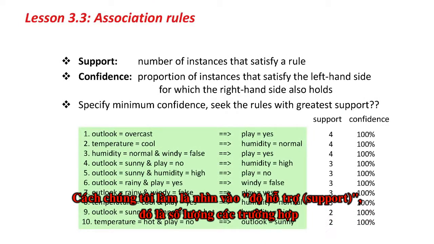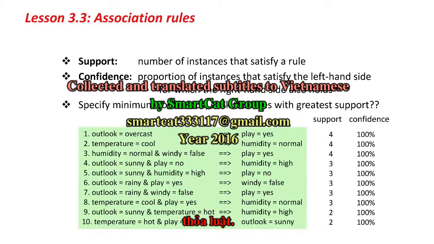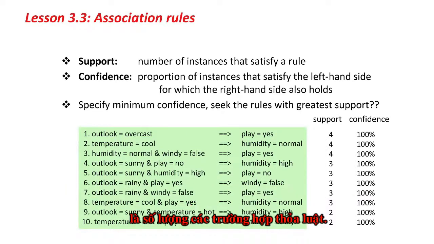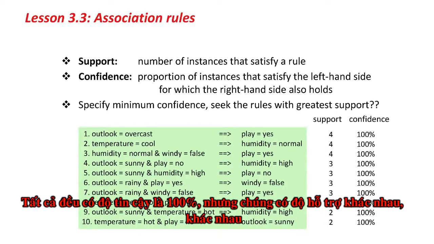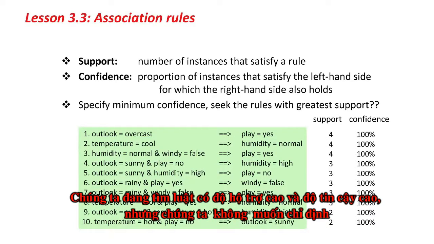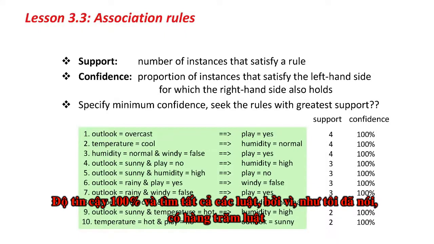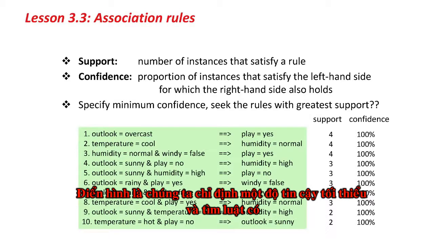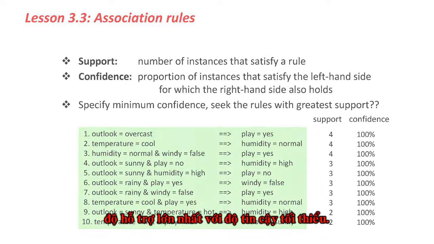The way we're going to do this is to look at the support, the number of instances that satisfy a rule. So the confidence is the proportion of instances for which the conclusion holds, and the support is the number of instances that satisfy a rule. Here I've got the same rules, and they all have 100% confidence, but they've got different degrees of support, different numbers of instances. We're looking for high support, high confidence rules, but we don't really want to specify 100% confidence and look for all of those rules, because, like I said, there are hundreds of them, and a lot of them have very low support. So typically what we do is specify a minimum degree of confidence and seek the rules with the greatest support with that minimum confidence.